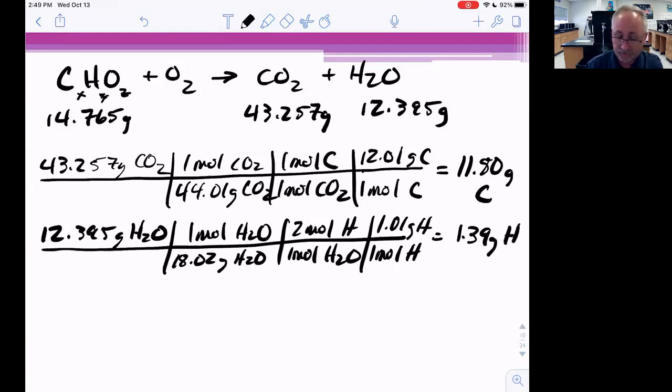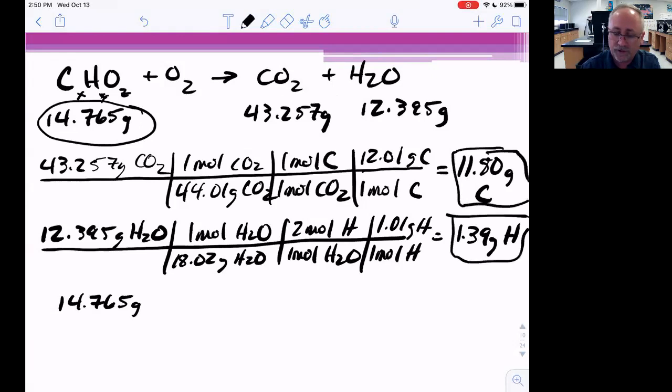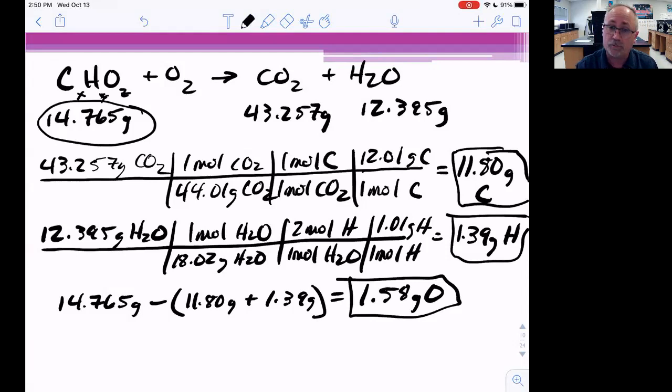So what I'm going to do is take my total and subtract my carbon and my hydrogen. So 14.765, that's my total compound from up top. I'm circling it. And what I'm going to do is subtract the ones that I've got. What am I doing? I'm not subtracting those. I'm subtracting these over here, the grams of each, to find the grams that are missing. So the grams of the oxygen: minus 11.80 grams for the carbon, plus the 1.39 grams of the hydrogen. And what I end up getting for the mass of oxygen is 1.58 grams of oxygen in the compound. So I'll go ahead and box that. So those 3 right there are what I need to put in my empirical formula.